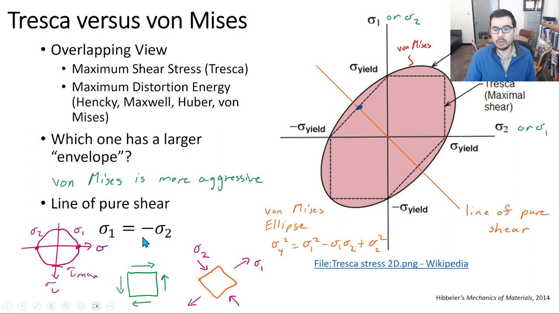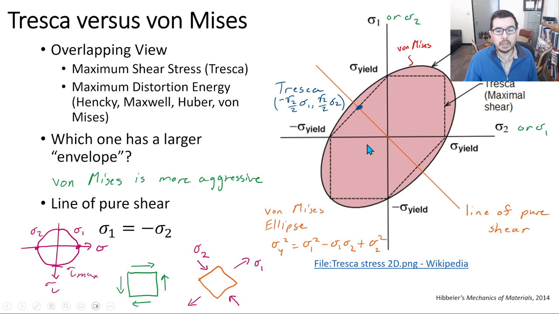It has slope of minus 1. And Hibbeler will write the x-axis as sigma 1 and the y-axis as sigma 2. And that's what we've typically done. This Wikipedia drawing has sigma 1 up here and sigma 2 here. Doesn't really matter, okay, because it's symmetric. But this line of pure shear is interesting. What it does is it tells us where we are going to have some interesting behavior.